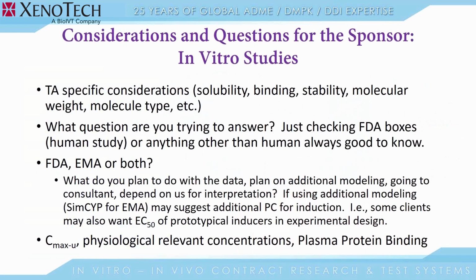Okay, now I'd like to go over some considerations and questions that we like to get from our sponsors when determining the design of their in vitro enzyme induction studies. One of the first things that we like to get information on is the test article. Are there any specific considerations on the test article that we need to know? These include things like solubility, any strong non-specific binding of the compound, stability information of the compound, the molecular weight, what type of molecule is this? Is it a small molecule? Is it an oligonucleotide? Is it some sort of large biologic? Things like that really help in designing the experiment.